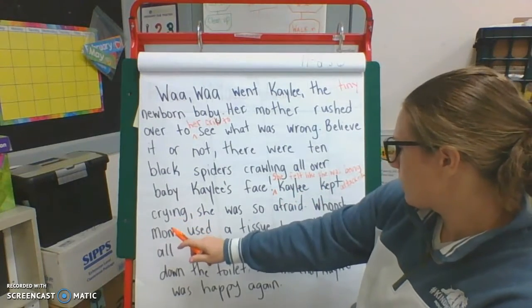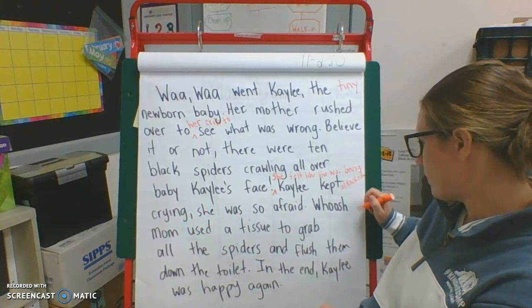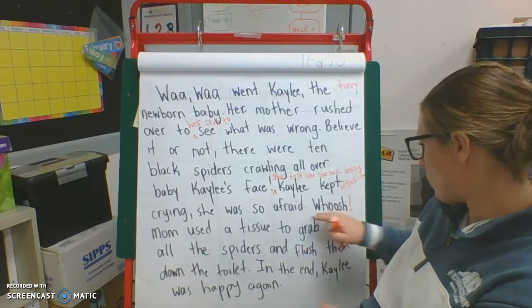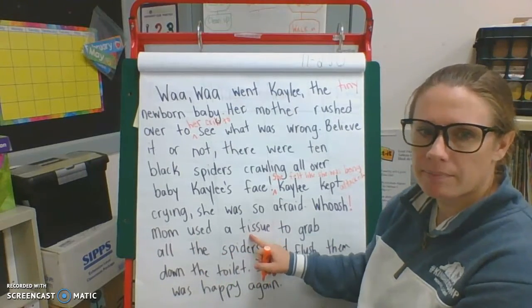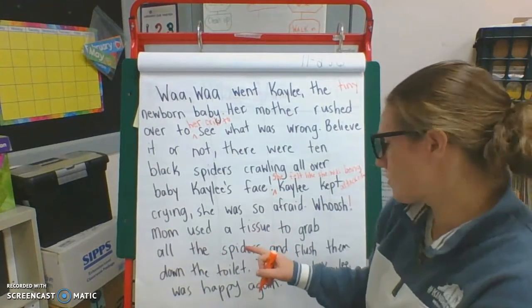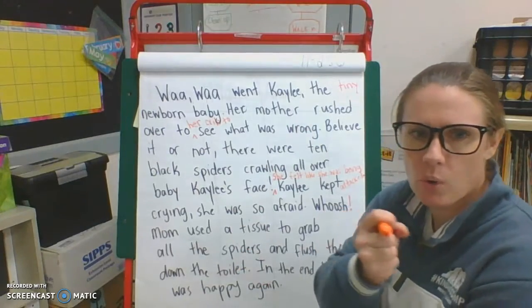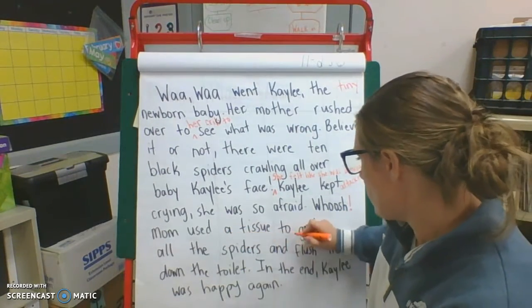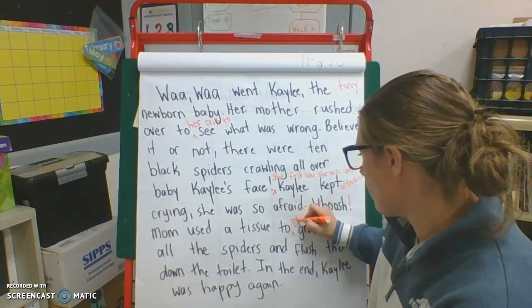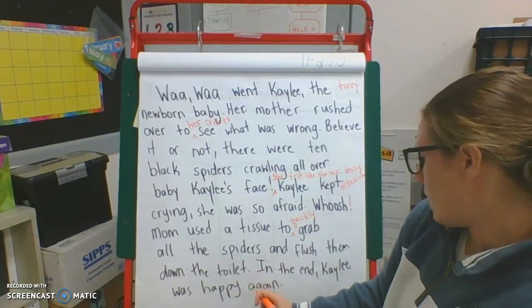Kaylee kept crying. She was so afraid. Whoosh! And I need to put an exclamation point after whoosh. Mom used a tissue, maybe she quickly grabbed it. Mom used a tissue to quickly grab all the spiders and flush them down the toilet. Mom used a tissue, so I'm going to add the word quickly and flush them down the toilet.